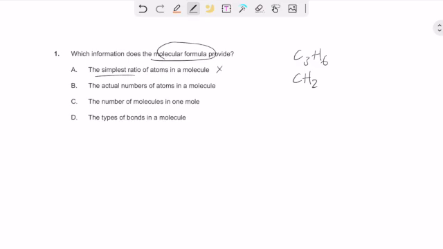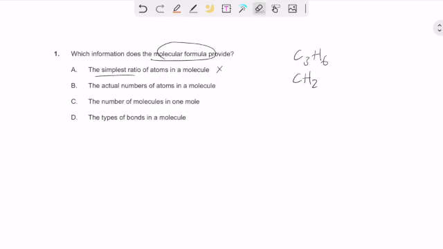B, the actual numbers of atoms in a molecule. That looks correct because, as we said, this is the molecular formula. It will tell you that it has 3 carbon atoms and 6 hydrogen atoms. So that seems to be correct, but let's look at the other options as well.